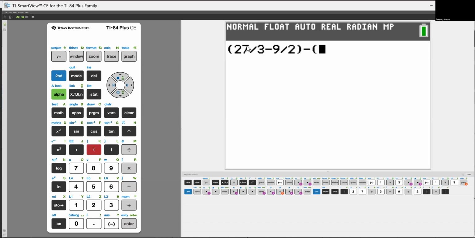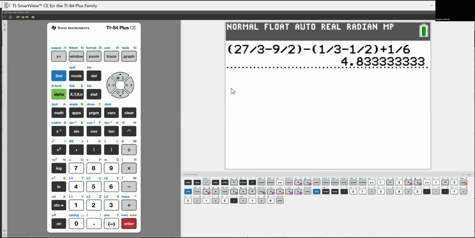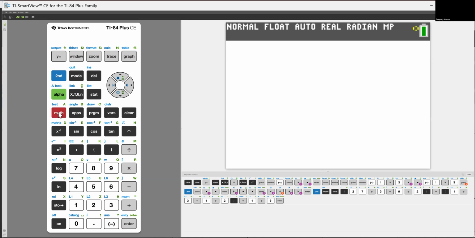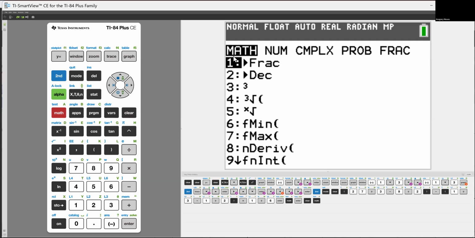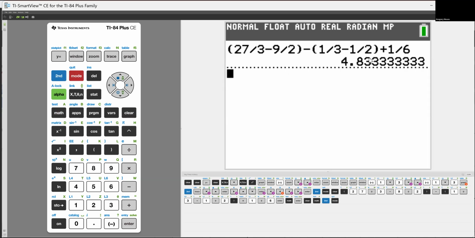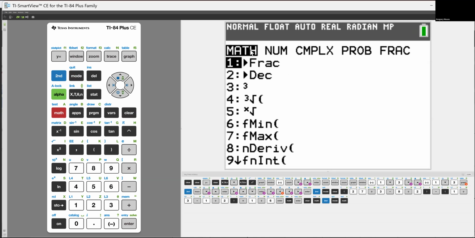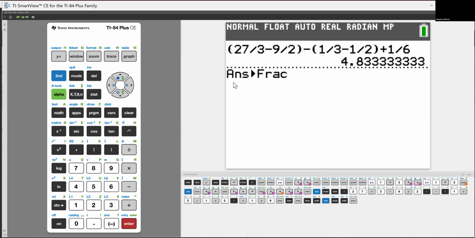Minus, we don't need parentheses around the 27/3 or around the 9/2. Minus 1/3 minus 1/2. And then we want a 6th. There's 4.8. If we wanted this as a fraction, we can go to the math menu and there's a conversion to fraction button. And when we did this, our calculator stored this as answer into its internal memory. And if we just go to here and select convert to fraction, our calculator will automatically do it to whatever's stored in our internal memory.